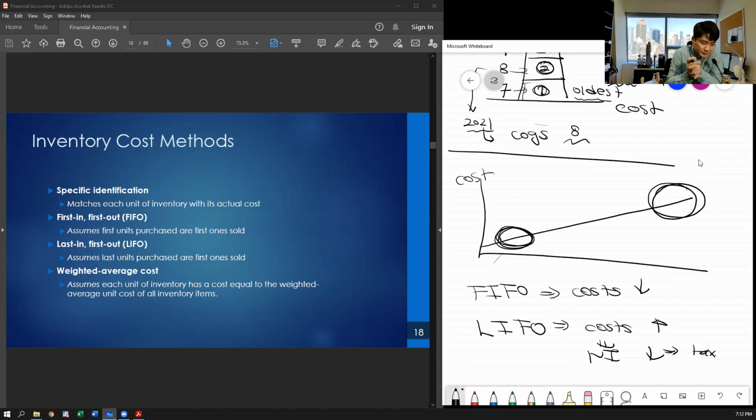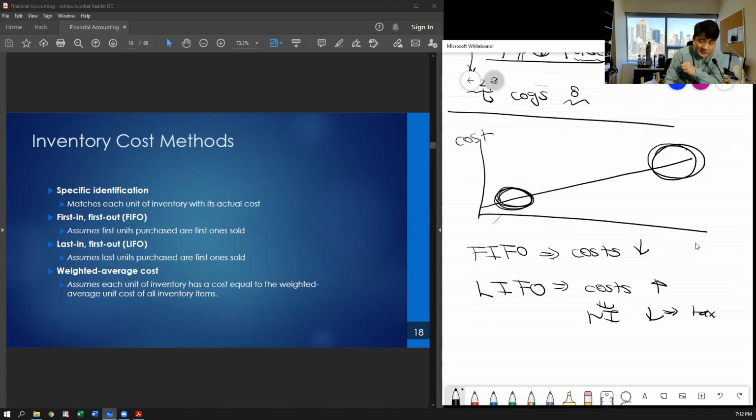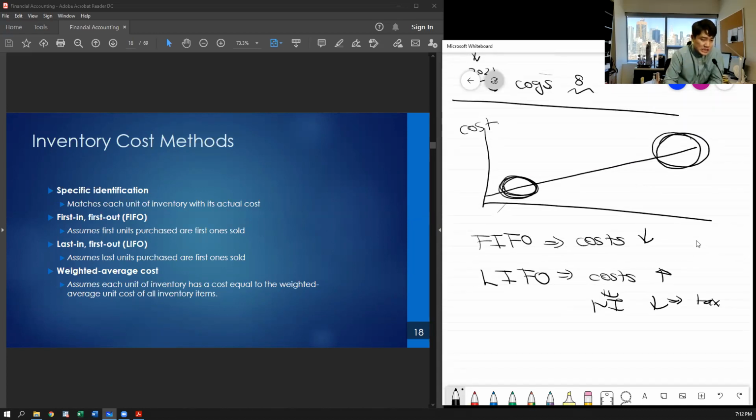That's one strategy. But that's basically it, because the cost of inventory will change all the time, depending on which approach you're using, you will have some tax implications and income statement implications as well. Okay. Any other follow-up questions?